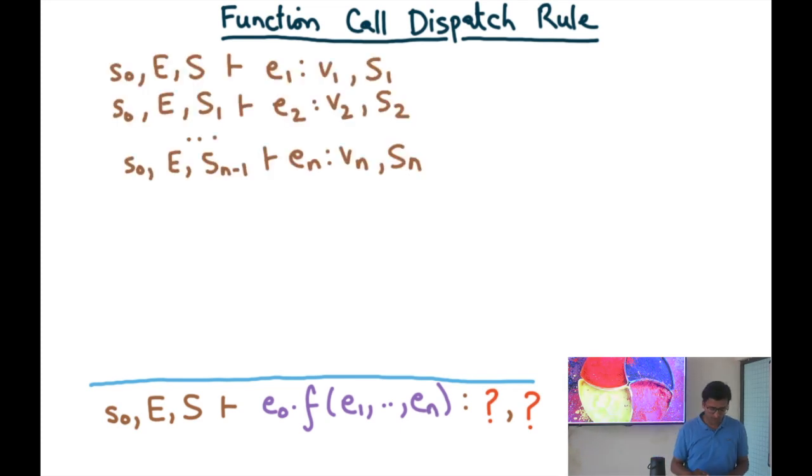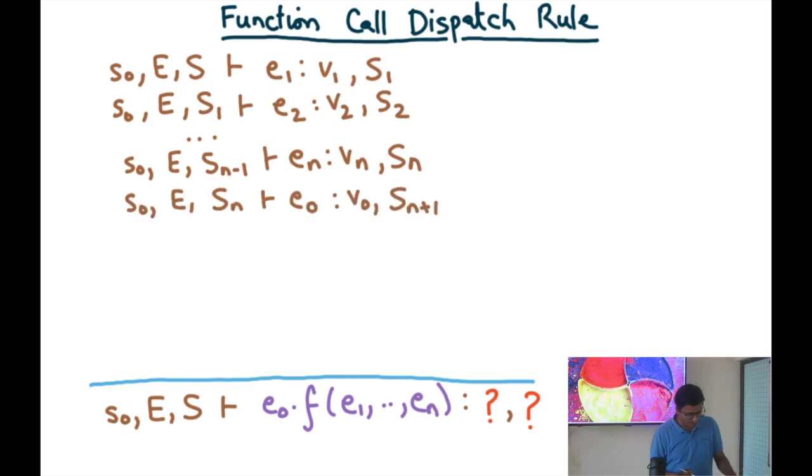So we first evaluate, let's say, e1, e2, en. And we evaluate them in order. And the order is encoded by the fact that the side effects of e1 in S1 are used while evaluating e2 and so on, right? So there is a dependency here from S1, from the evaluation of e1 to e2. So e2 can only be evaluated after e1 has been evaluated and so on.